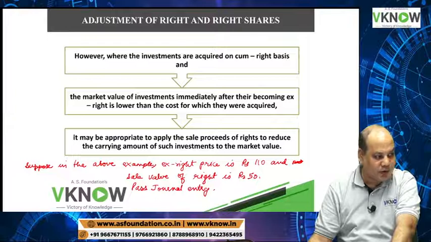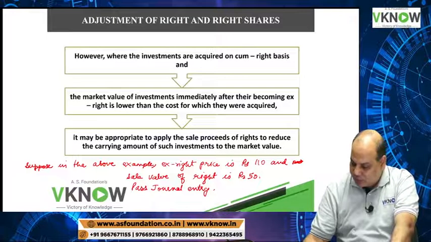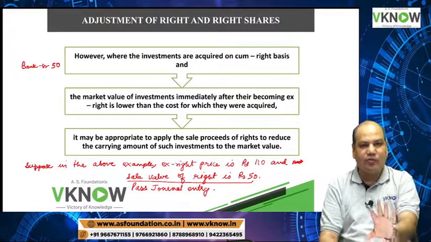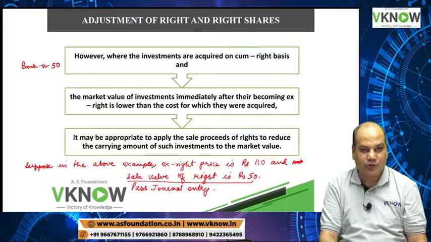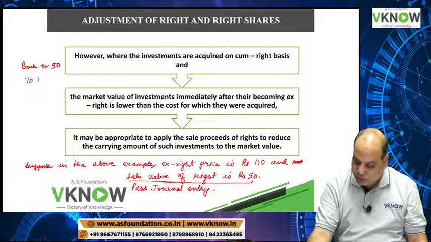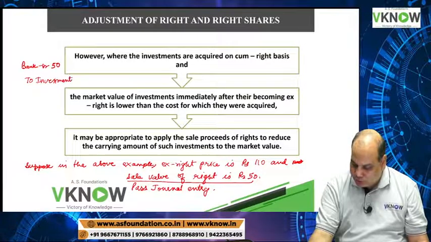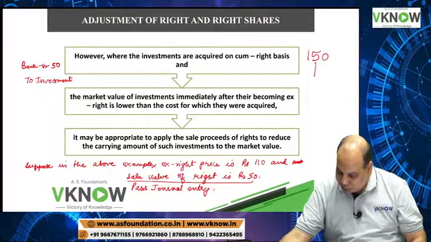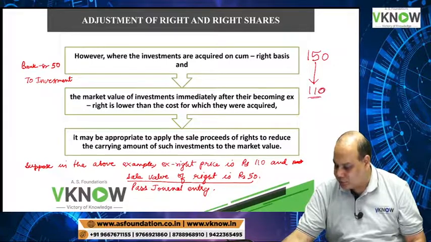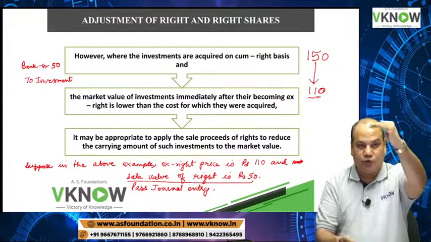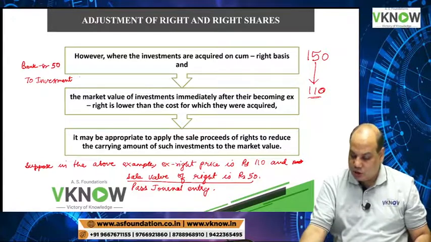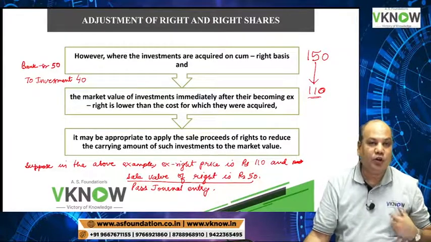So this time Pawar will receive 50, bank account debit 50. That is always a simple thing. Amount received, bank to amount received 50. But what about the investment? To investment account. Investment value was 150. It has dropped to 110 rupees. So from 150 to 110 only. So I will only reduce investment value by 40 rupees.